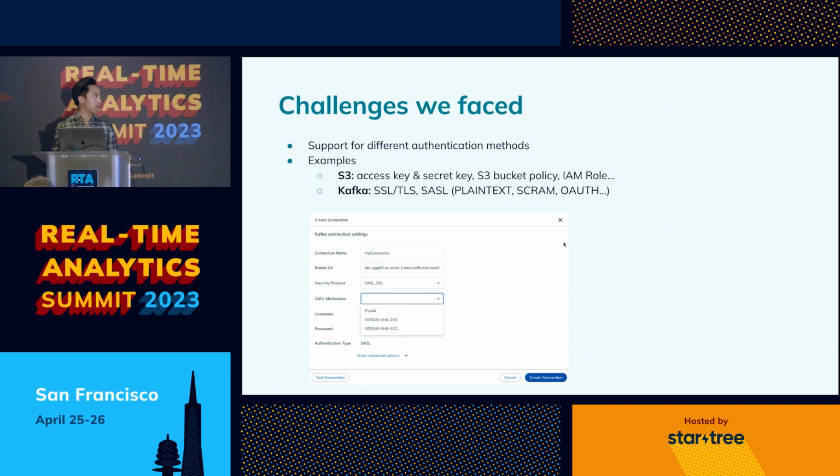Some other challenges that we faced was trying to add support for the various authentication methods. For every type of ingestion source, there are different ways in which you can authenticate. So for S3, there's adding the access key and secret key, using IAM role to authenticate, and with Kafka, there's a whole bunch as well. And so we need to make sure that we're flexible and we support the numerous ways of authenticating to every source. And we need to make sure it's well tested and also very user-friendly.